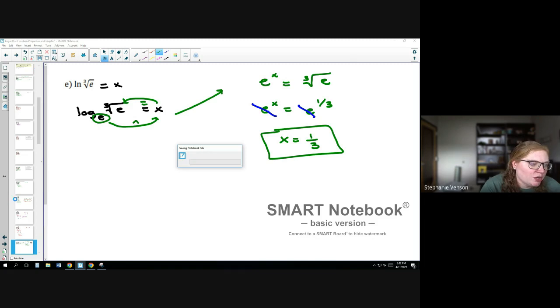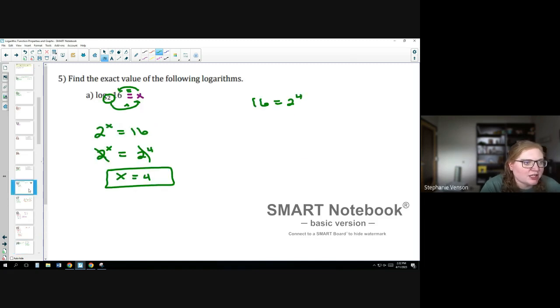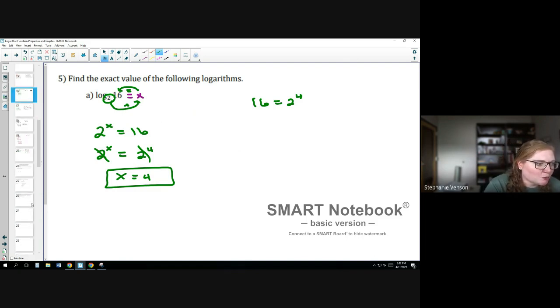All right, so whenever you get to the homework and the directions say find the exact value of the following logarithms, I want you to set the expression equal to x, rewrite it as an exponential using the circle trick, and then solve that little exponential equation. So if you'd like to do that, you can go ahead and do it now, but otherwise, we will just keep going.